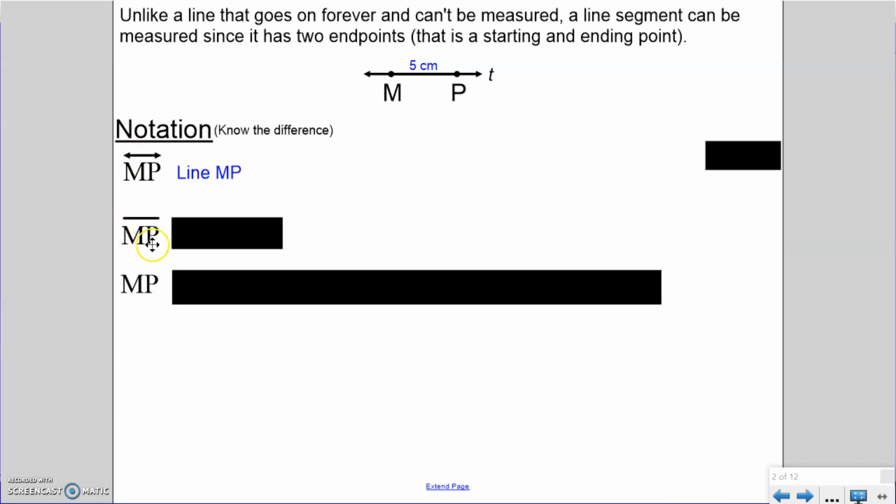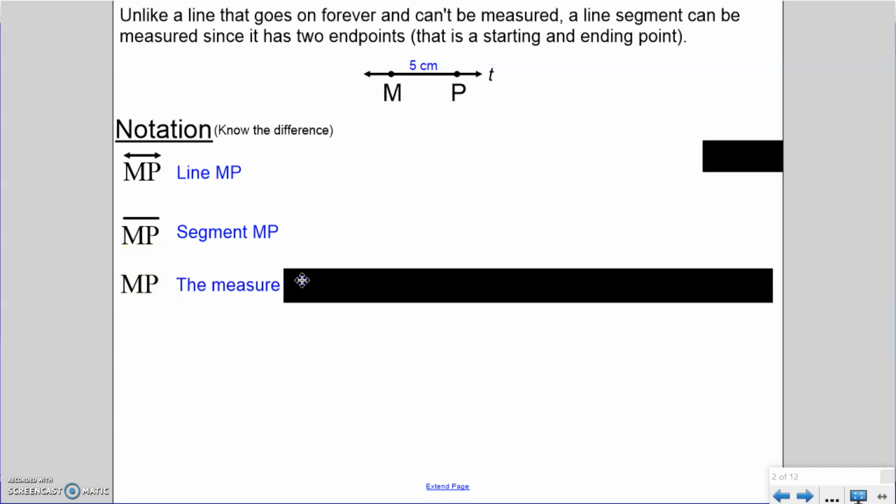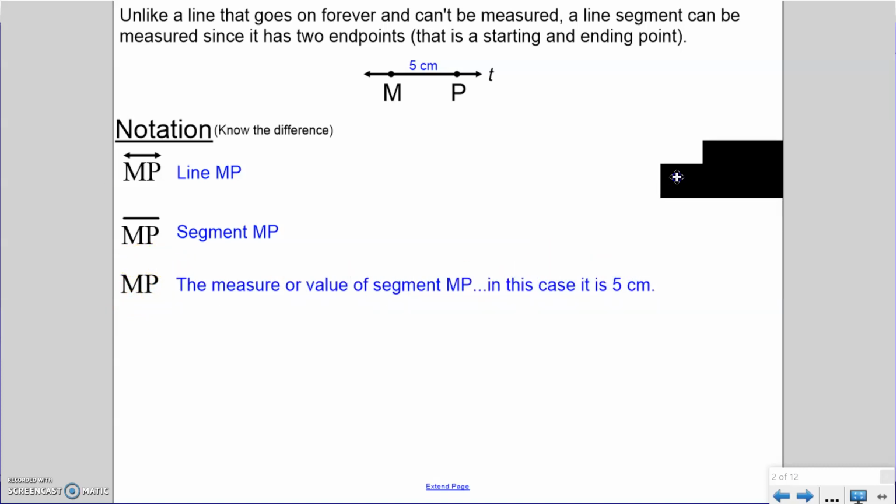When you see MP with a line on top without those arrows, it means a starting and stopping point. That's a line segment. We call that segment MP. And when you see the two letters but no marking on top, that actually means the measure or value of the segment MP. In this case, it's 5. So make sure you know when they're asking for the number, which has no mark, when they're talking about the segment itself with the line without the arrows, or when they're talking about the whole line with the arrows.